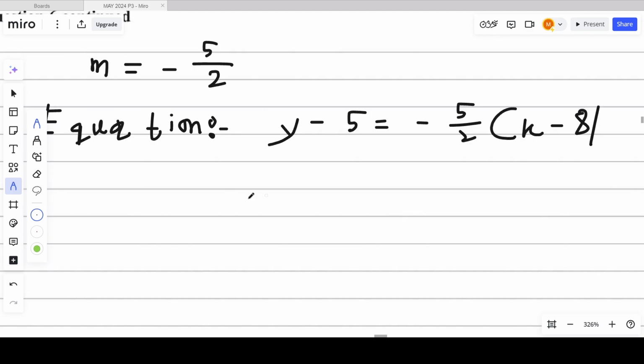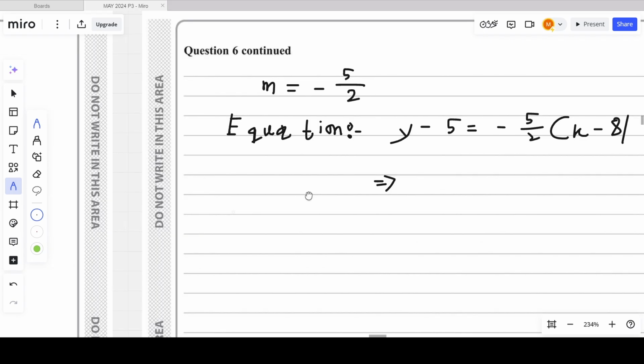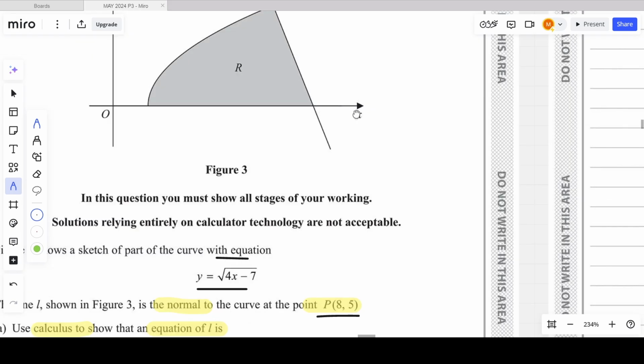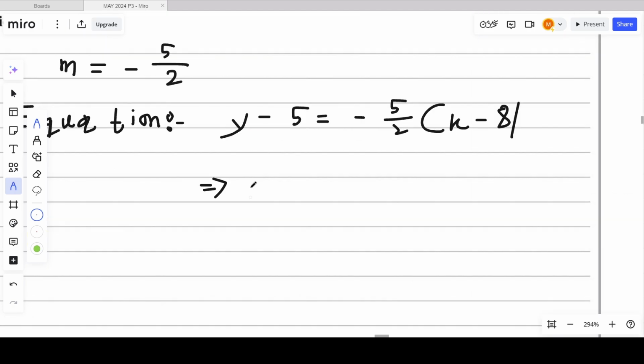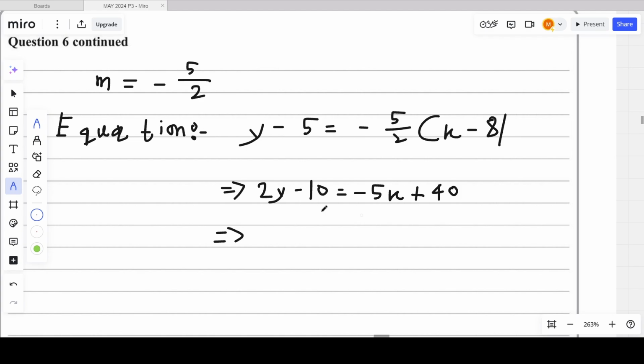Now you just need to take it in this form, ax plus by plus c. So what we can do is multiply both sides by 2. So 2y minus 10 equals negative 5x plus 14. Okay, so now take all of the terms on the left side.